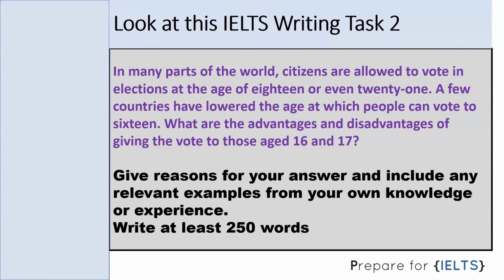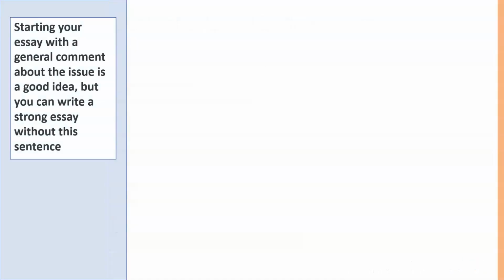In many parts of the world, citizens are allowed to vote in elections at the age of 18 or even 21. A few countries have lowered the age at which people can vote to 16. What are the advantages and disadvantages of giving the vote to those aged 16 and 17? You can see the question makes it clear again that this is advantages and disadvantages. So let's take a look.